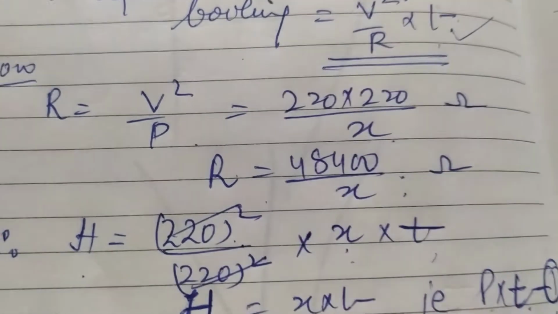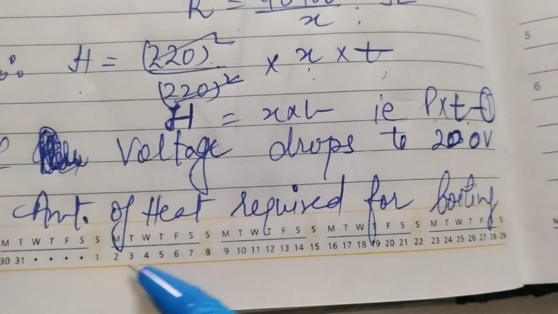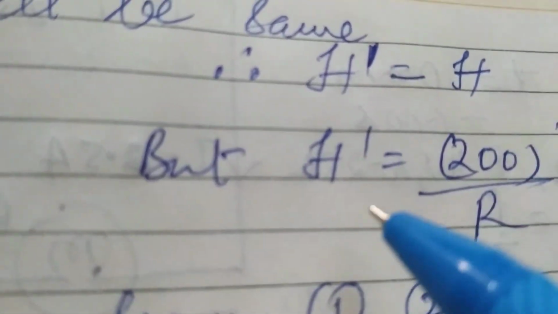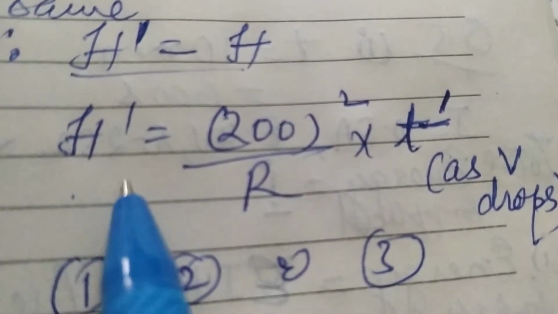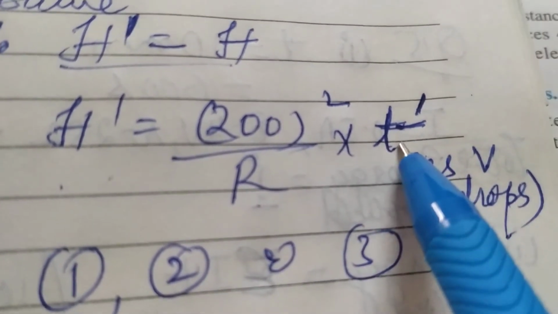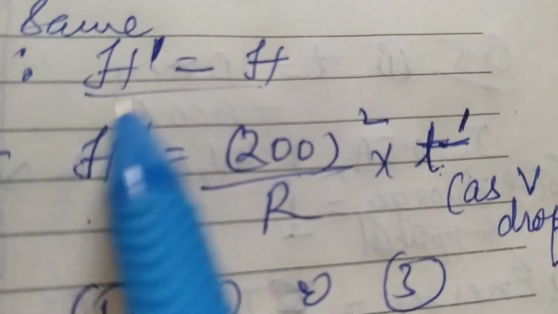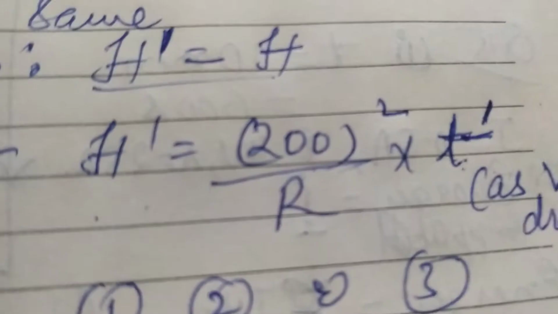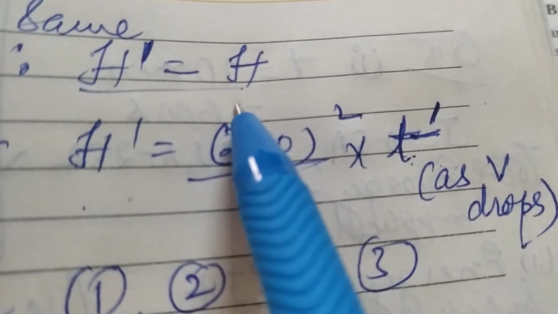which I can call P into T also. Now the problem is that the voltage drops to 200 volt, but again the amount of heat required for boiling will be the same. Let us say this is the new heat H dash. Now the heats will be the same, but for H dash I have to use another voltage because the voltage has dropped. So the formula V squared by R into T dash will be there, new time, new voltage. But as I have said, an equal amount of heat is required for the water to boil. No hassles if time is changed, but the amount of heat will never change. So heat H dash should be equal to H.